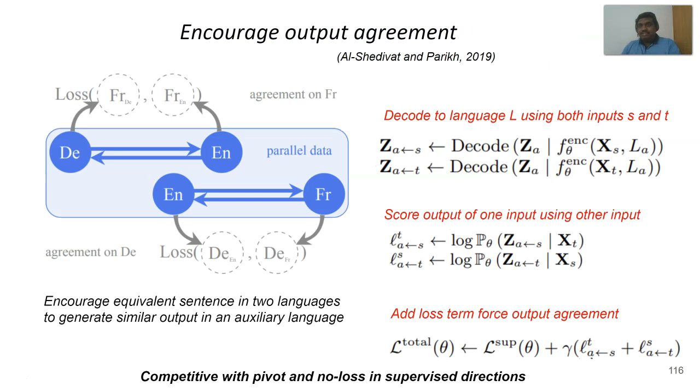The next method tries to say that given two parallel sentences, say in German and in English, if you ask the system to translate them into a third language, French, the outputs of both the inputs should agree, because both the inputs are the same in different languages, so their outputs must agree. So this method is also competitive with the pivot method, and it doesn't result in any loss in the supervised, which is the English-centric directions.